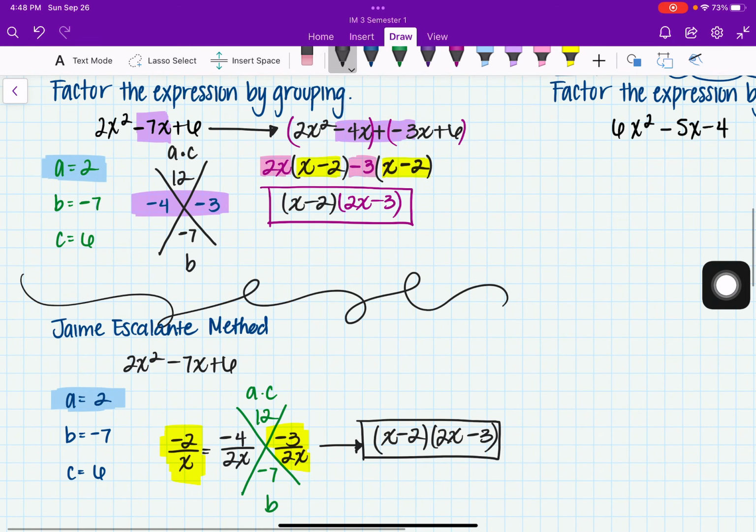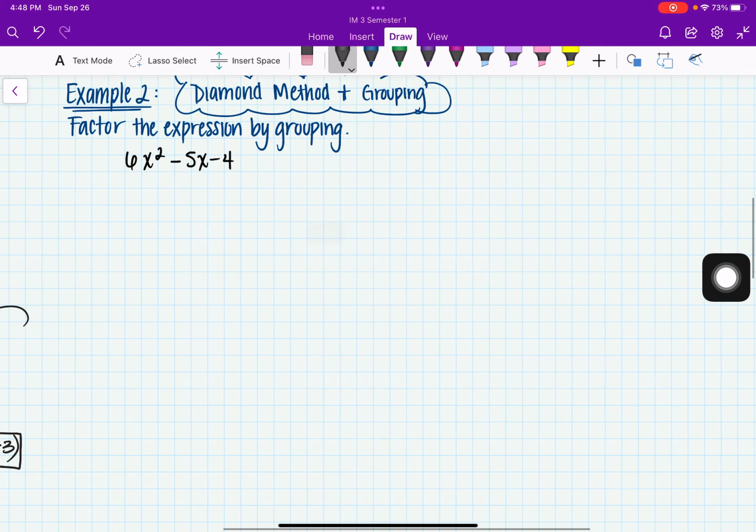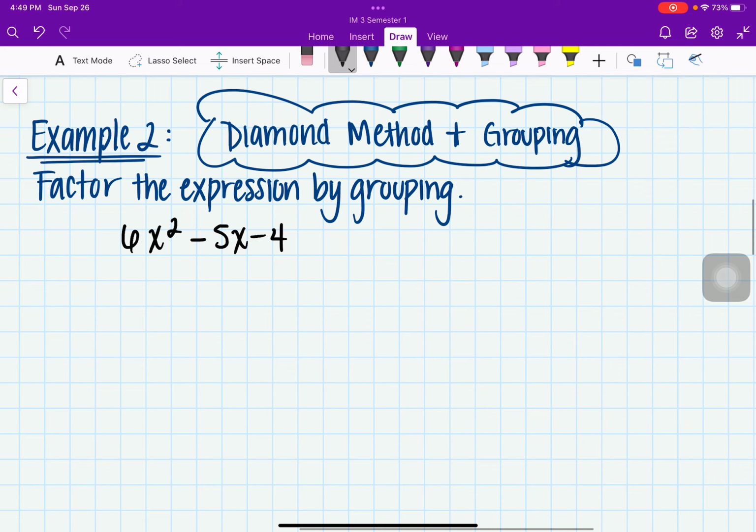So there are two different methods here for us to use. It's really whichever you want to use. This is a grouping. It's a little bit more process, works the same way. And then we have the Jaime Escalante method, which is less work, and it gives us the same answer here. So let's go ahead and move on to the next one. And on this one, I will be showing the diamond method plus grouping. In our next example, I'll go ahead and show the Jaime Escalante method.